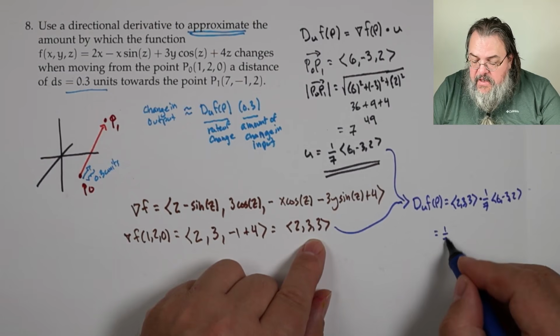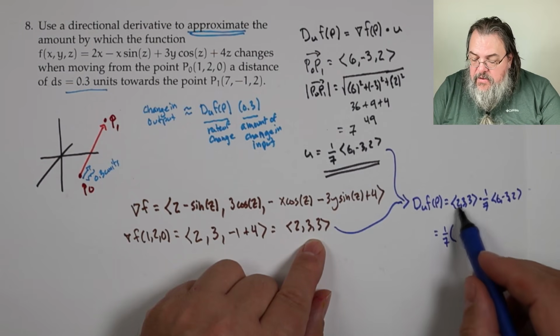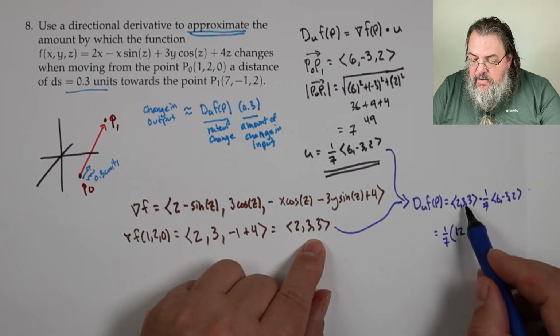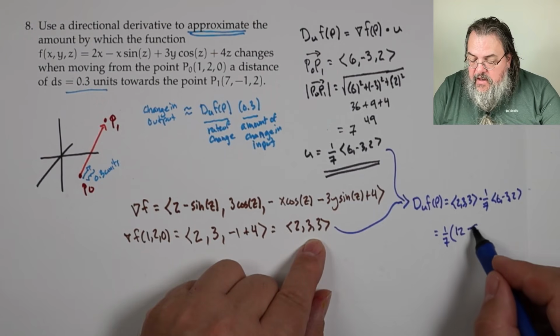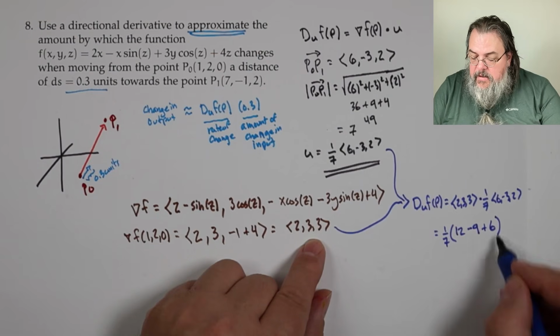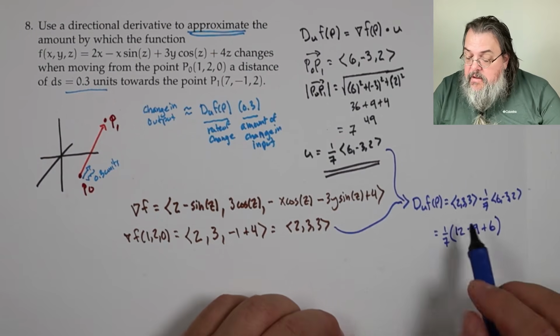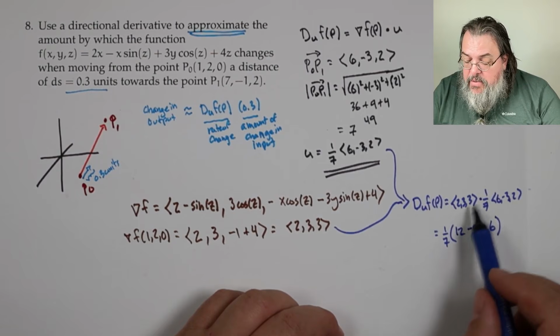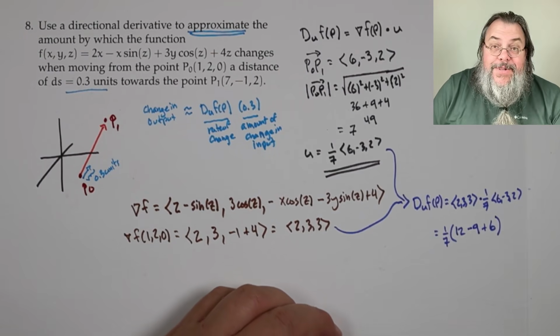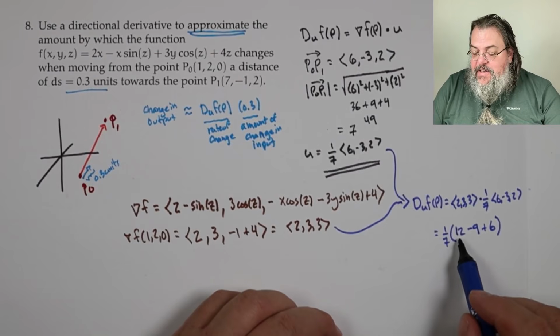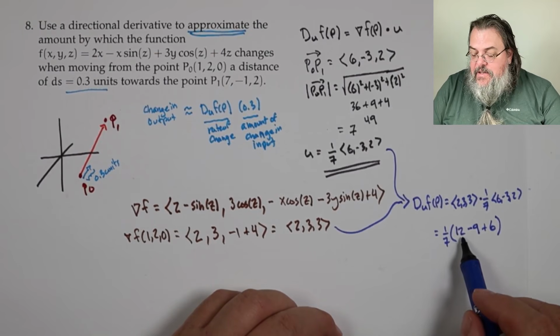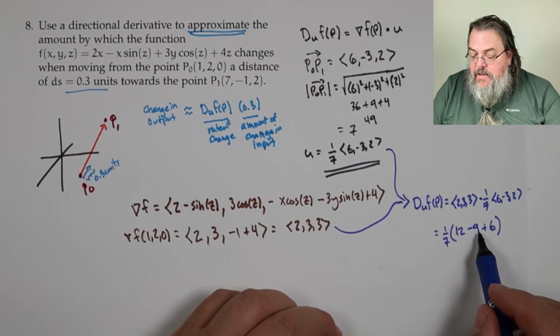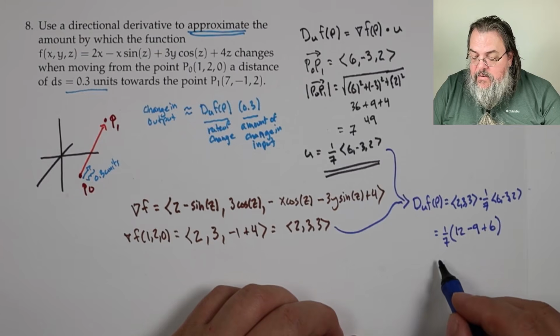All right, that's 1/7 times 2 times 6, which is 12. 3 times negative 3 is minus 9. 3 times 2 is 6. Let me double check: 12 minus 9 plus 6. Okay, yeah, the math checks out. 12 minus 9 is 3, and if you add 6, that's 9. So we get 9 over 7.